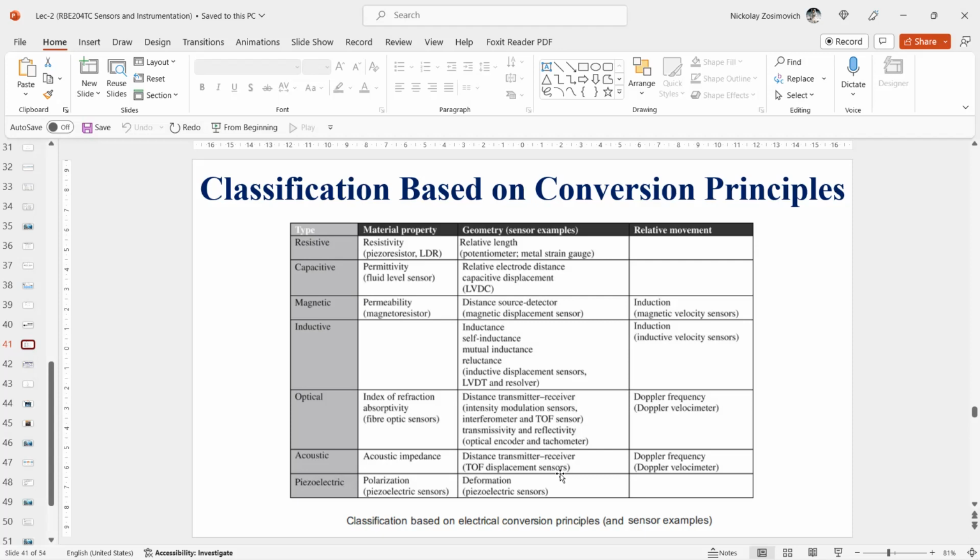Okay? A closer look at the various conversion effects may lead to the observation that the electrical output of a sensor depends either on a material property, or the geometry, or even a movement. And this table tabulates these three phenomena for various types of sensors.